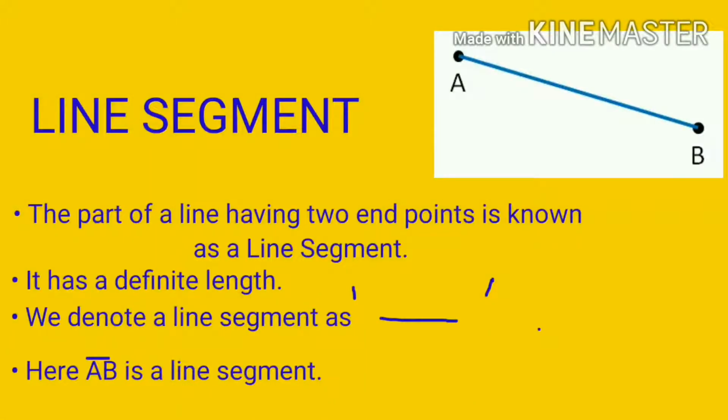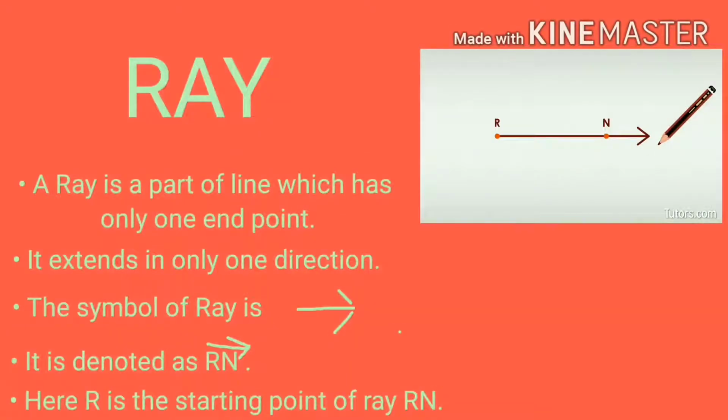Line segment. The part of a line having two endpoints is known as a line segment. It has a definite length. Here, AB is a line segment. Ray. A ray is a part of a line which has only one endpoint. It extends in one direction. It is denoted as ray RN.